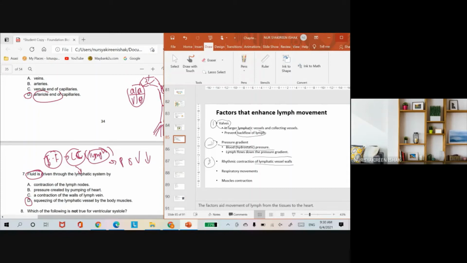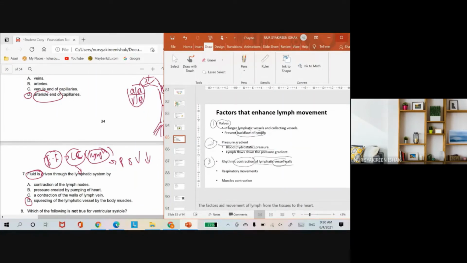If you look here, lymphatic vessels are also capable of contraction, like blood vessels, right? You have vasodilation, you have vasoconstriction, you have the formation of pulse. The tunica media allows the blood vessels to contract, but in this case, the lymphatic vessels can also contract.